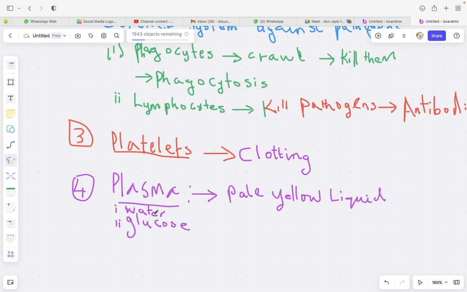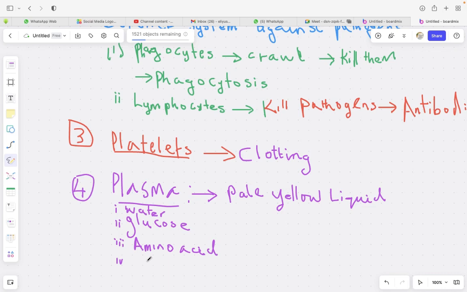Glucose is from our carbohydrate, the smallest unit of carbohydrate. It also contains amino acids. Remember, amino acid is the digested, smallest unit of protein. They are all dissolved in the liquid plasma. And then other substances may be mineral ions and vitamins, all of these things are also in it.